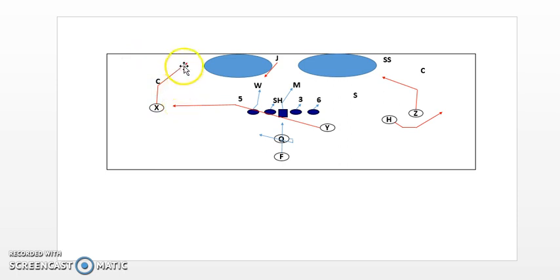All right, we can adjust this. Instead of here it's drawn up as a slant, we can just make it a go. So we have a go route and a flat route. All right, that's one way to do it.